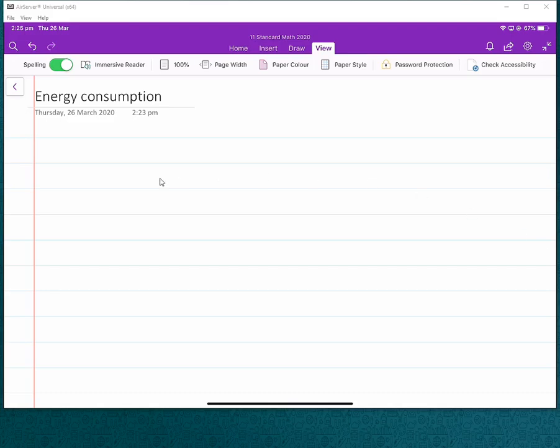Hi, this is Mr. Prentice here, and today we are looking at energy consumption and the cost associated with running appliances at home, as well as working out the cost of running appliances over a year and so forth.